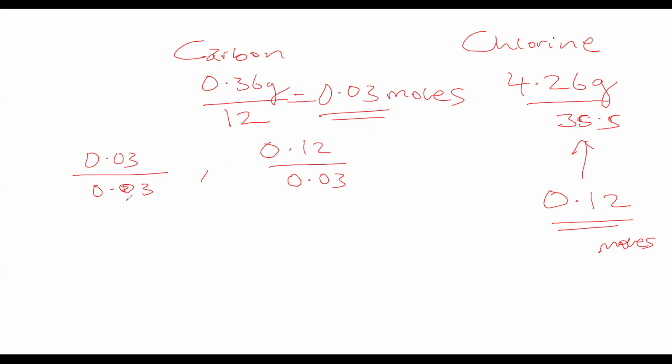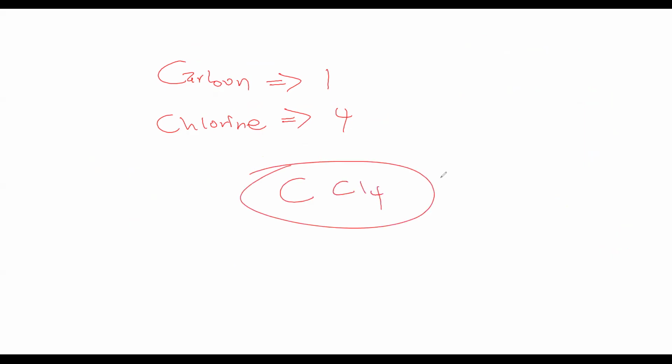0.03 divided by 0.03, the answer to this arithmetic will be 1. And then we have 0.12 divided by 0.03. The answer to this arithmetic is going to be 4. So we have 1:4. Remember, our elements are carbon and chlorine. So carbon takes number 1 and chlorine takes number 4. So the empirical formula will now be CCl4. I'm so excited you guys did it correctly.